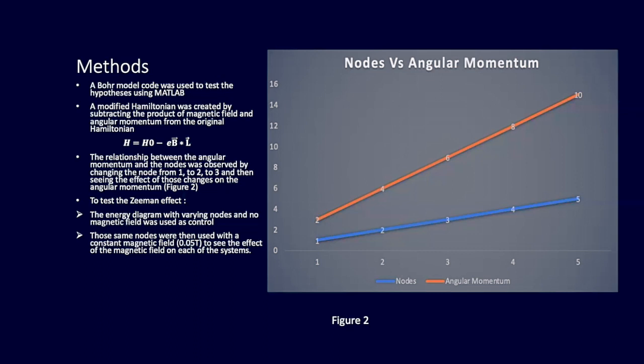To test the Zeeman effect, the energy diagram with varying nodes and no magnetic field was used as our control. And then those same nodes were used with a constant magnetic field of 0.05 Tesla to see the effect of the magnetic field on each of the systems.